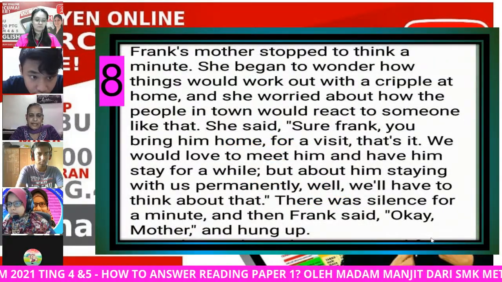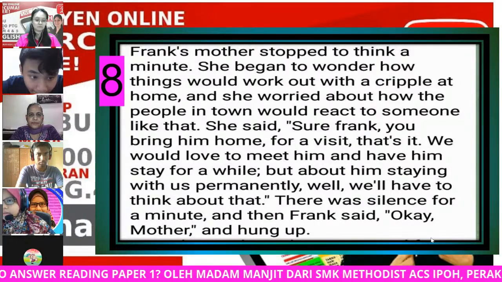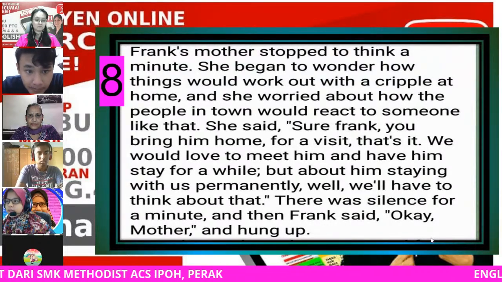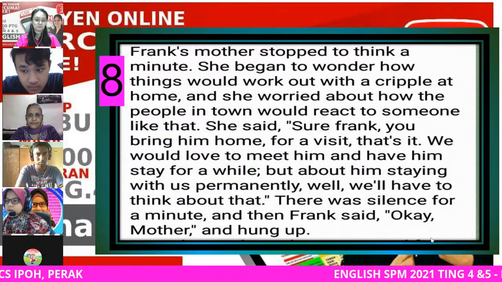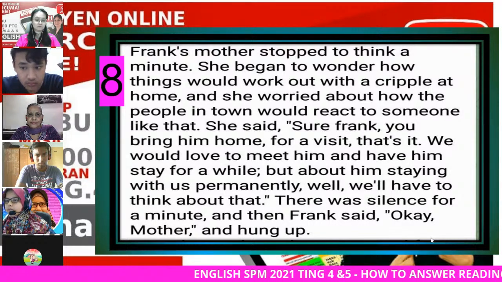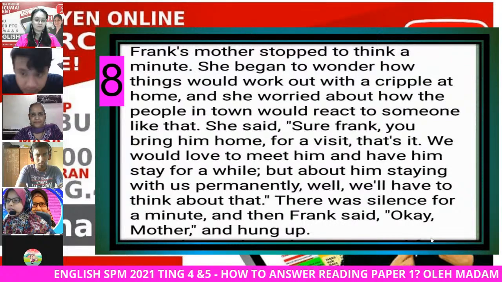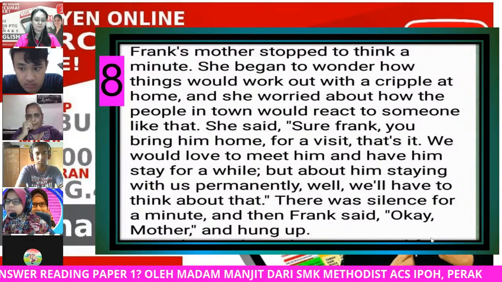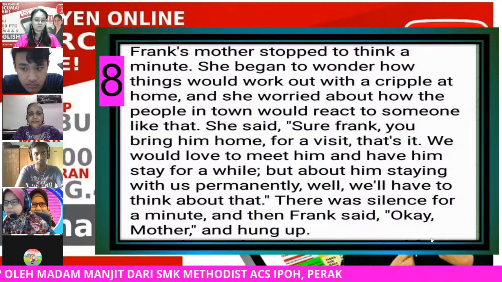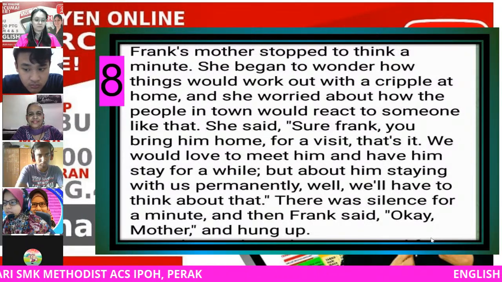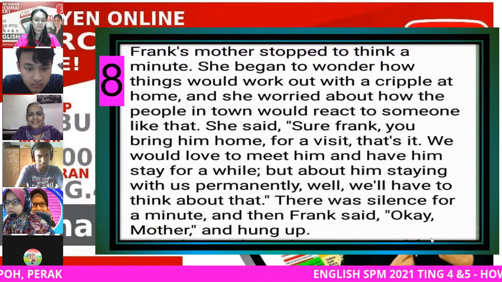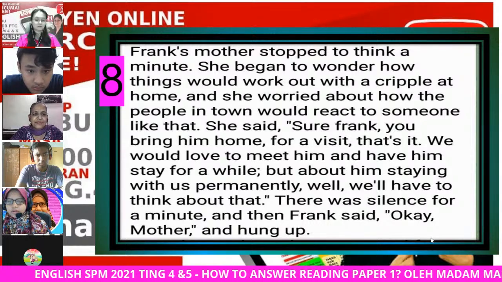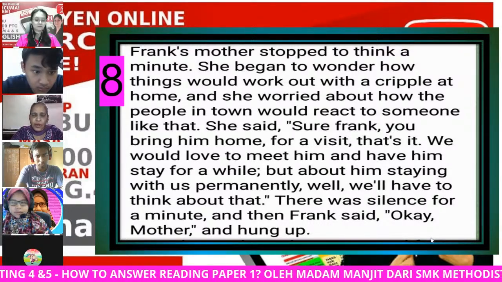Next person. Okay. Izatul, are you there? Yes. Izatul, can you read? Okay. Frank's mother stopped to think a minute. She began to wonder how things would work out for a cripple at home, and she worried about how the people in town would react to someone like that. She said, "Sure, Frank, you bring him home for a visit. We would love to meet him and have him stay for a while. But about him staying with us permanently, well, we'll have to think about that." There was silence for a minute, and then Frank said, "Okay, mother," and hung up. Good. Okay, Izatul, how old are you? I'm standard 6, 12. Well done, Izatul. Good reading.